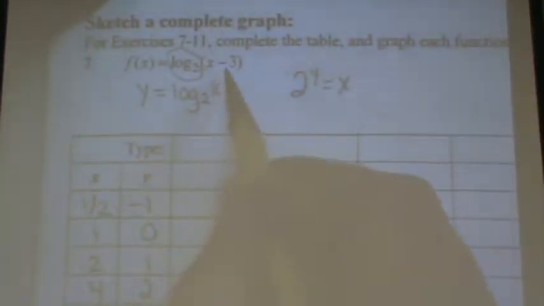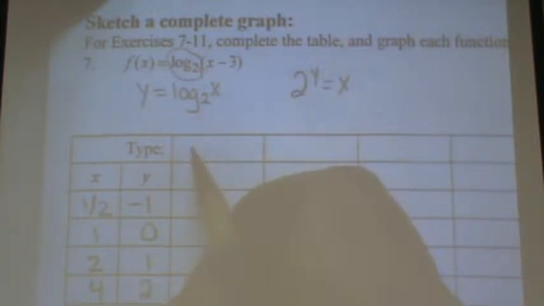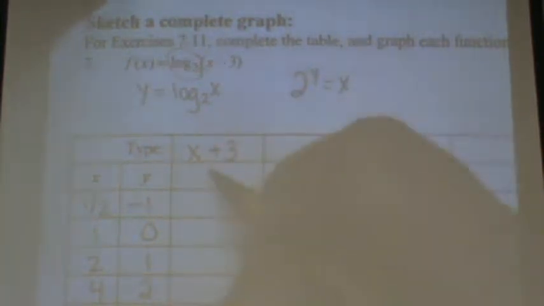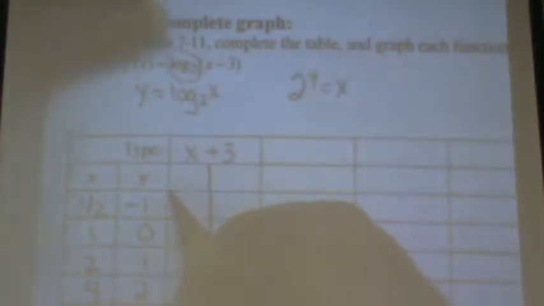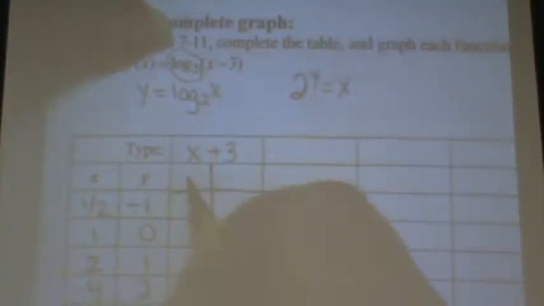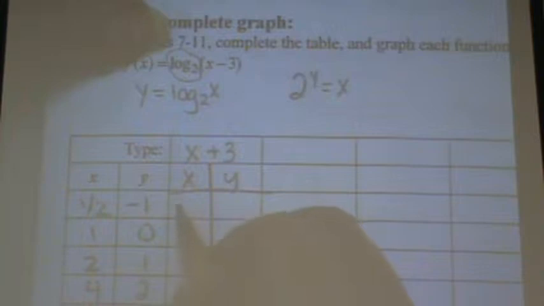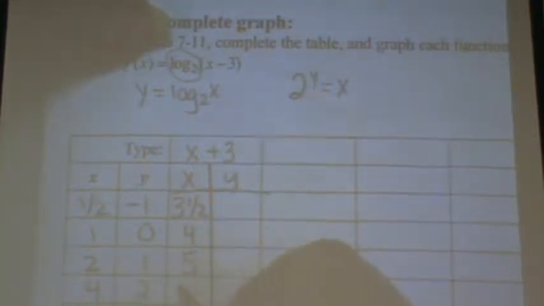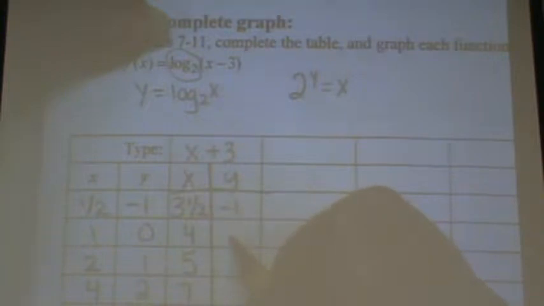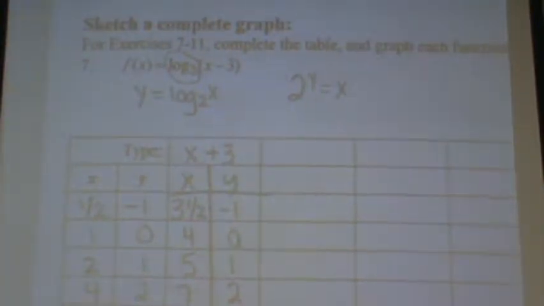So for this one, this is going to be a shift 3 units right. All you have to do is take the x values and add 3. So if you take your x values and add 3, 3 plus 1/2 is 3 1/2. 3 plus 1 is 4, 5, and 7. Keep your y values the same. And then all you have to do is graph those points.